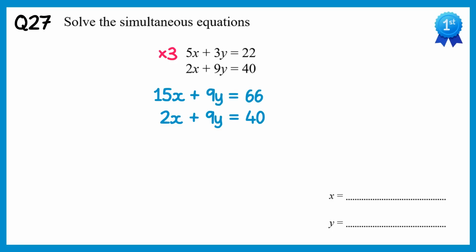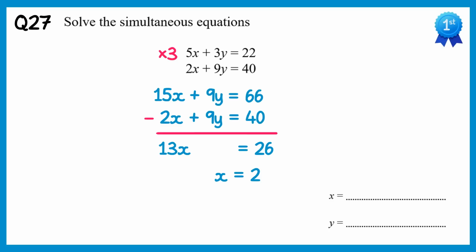Notice now we have the 9y's matching. Since they're both positive signs, we can subtract the equations. 15x take 2x is 13x, 9y take 9y is 0, and 66 take 40 is 26. So 13x equals 26. If you do 26 divided by 13, you find that x is 2.